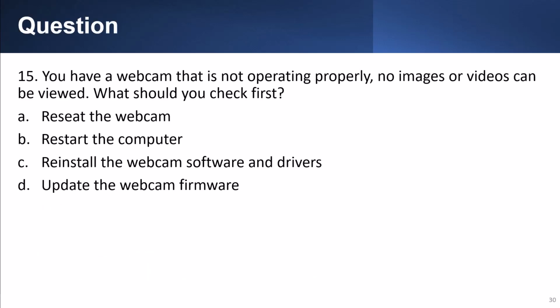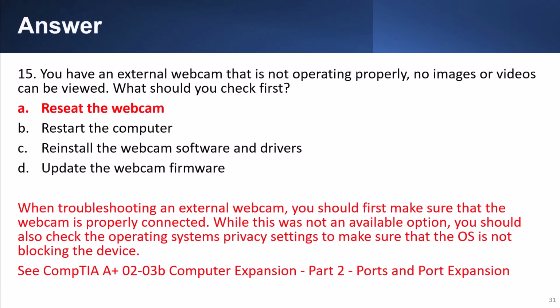Question 15. You have a webcam that is not operating properly. No images or videos can be viewed. Which should you check first? Answer: reseat the webcam. When troubleshooting an external webcam, you should first make sure that the webcam is properly connected. While this was not an available option, you should also check the operating system privacy settings to make sure that the OS is not blocking the device.